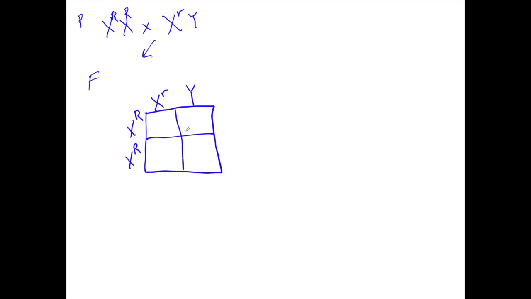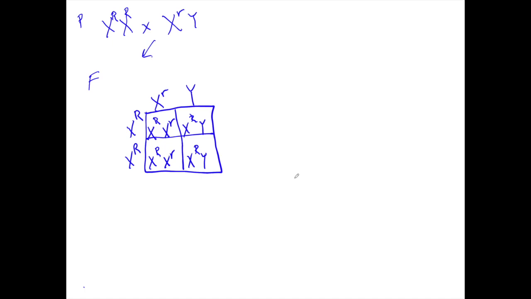Fill in the Punnett square just like before, except instead of only keeping track of the alleles, you also must keep track of the chromosomes. So we have X with a big R, X with a little r, X with a big R, X with a little r, X with a big R, Y, X with a big R, Y.